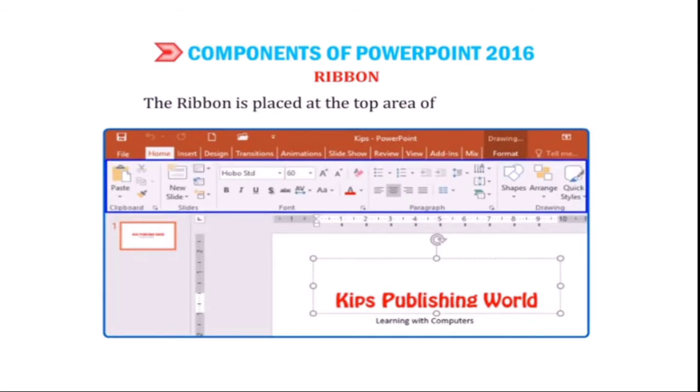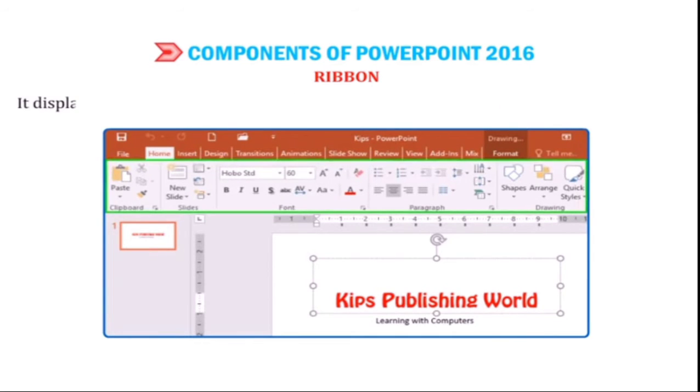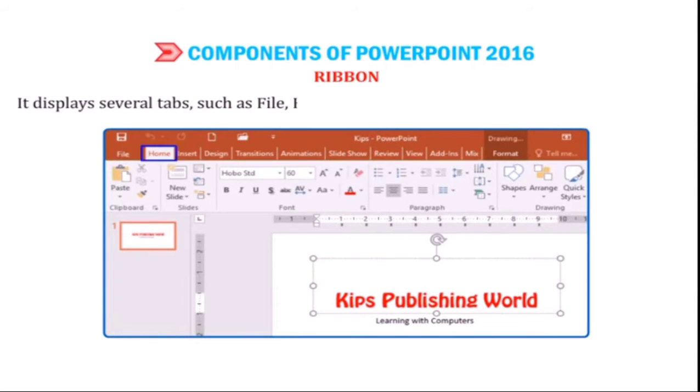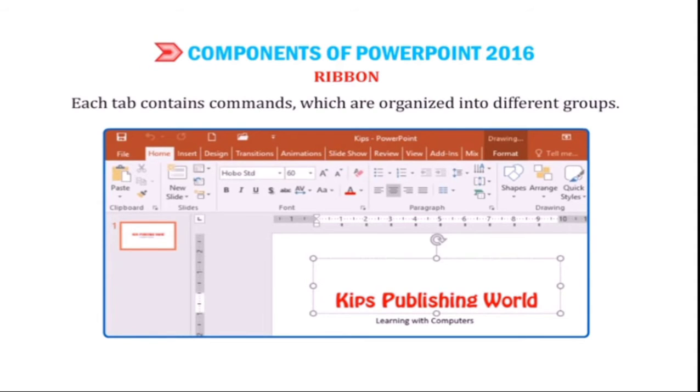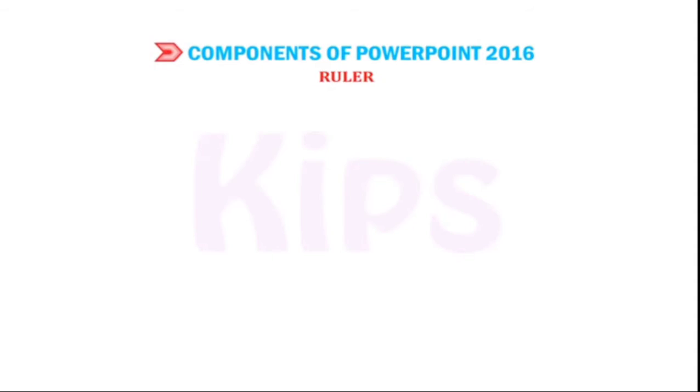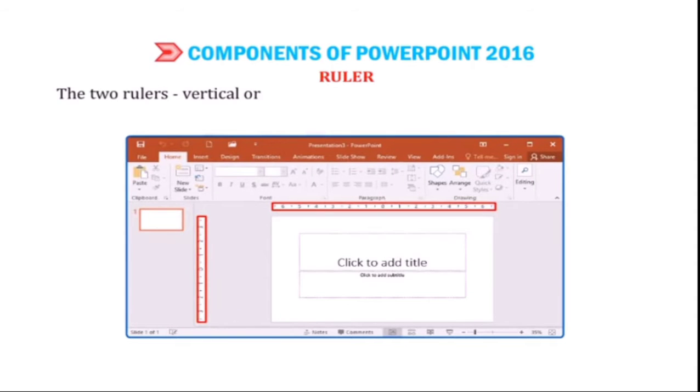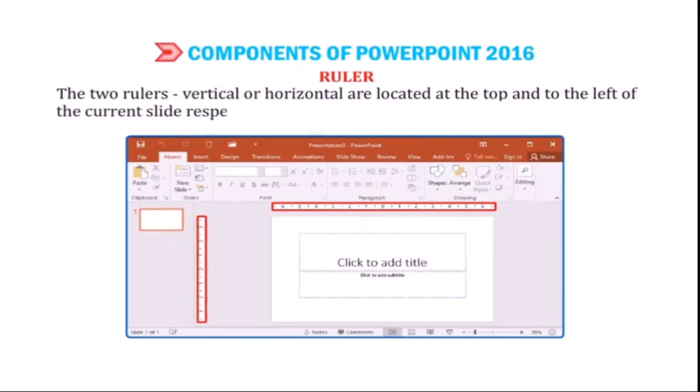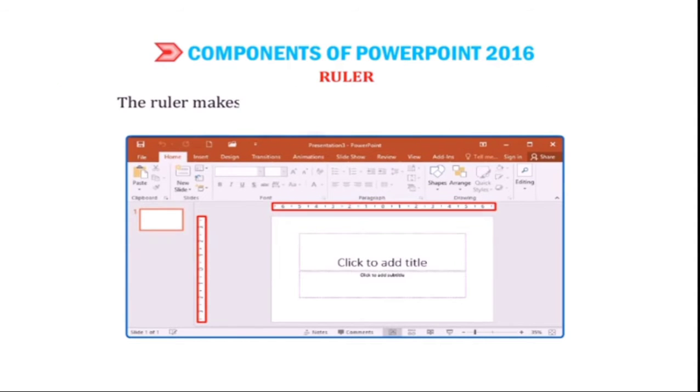Ribbon. The ribbon is placed at the top area of the document. It displays several tabs such as File, Home, Insert, Design, Transitions, Animations, etc. Each tab contains commands which are organized into different groups. Ruler. The two rulers, vertical and horizontal, are located at the top and to the left of the current slide, respectively. The ruler makes it easy to align text and objects on the slide.